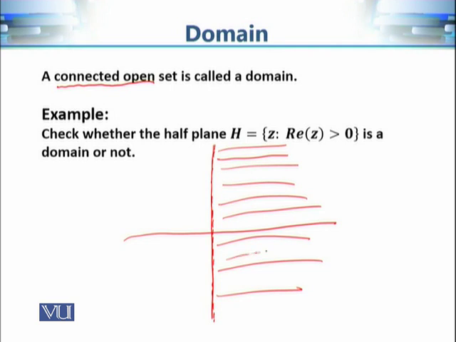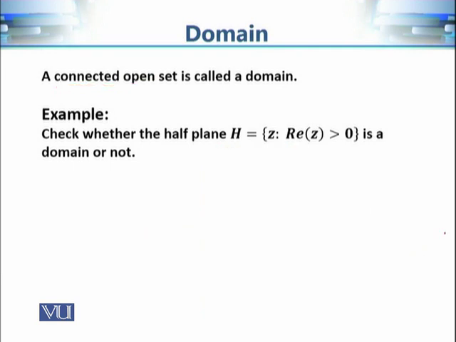Now we can easily see that it is connected because any two points can be joined by a curve, and this curve will be completely contained in this region. And also it is open because the boundary is not included, or we can say that corresponding to every point we can always find an epsilon neighborhood which is completely contained in this set. So we can say that this half plane is an example of a domain.